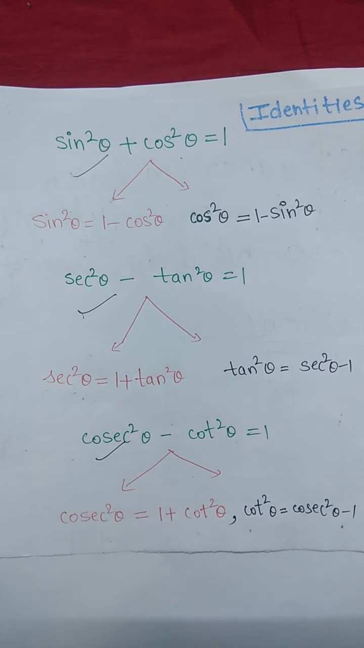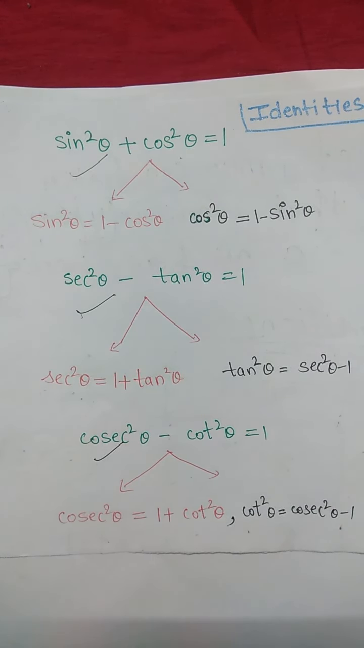These are the three identities and we have to make use of these identities in our next exercise, that is 11.4. So it is very important to explain you these identities. So today in this video I will explain you these identities and what more formulas we can derive from this.